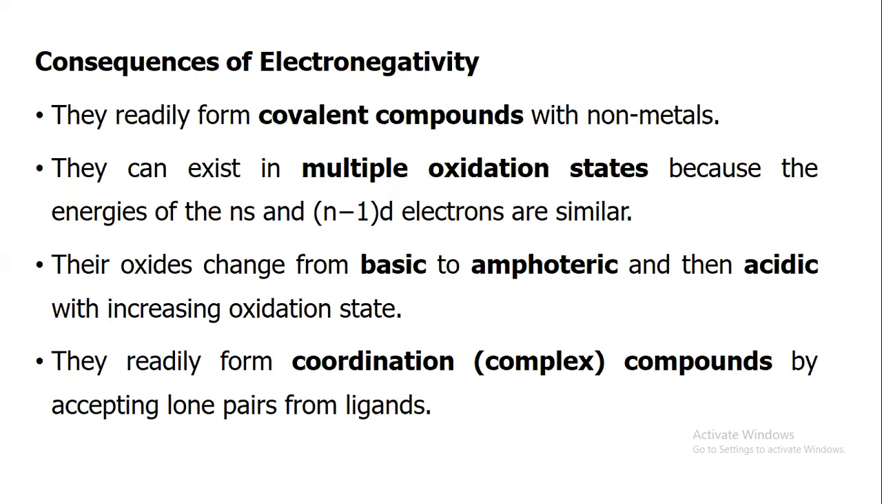Consequences of electronegativity: they readily form covalent compounds with nonmetals. They can exist in multiple oxidation states because the energies of ns and (n-1)d electrons are similar. Their oxides change from basic to amphoteric and then acidic with increasing oxidation state. They readily form coordination compounds by accepting lone pairs from ligands.